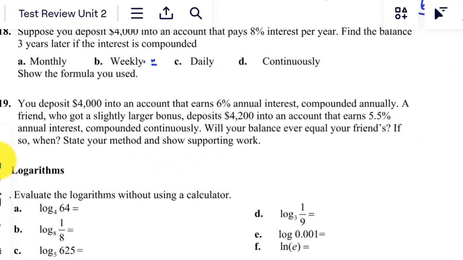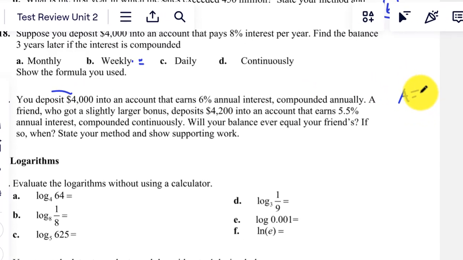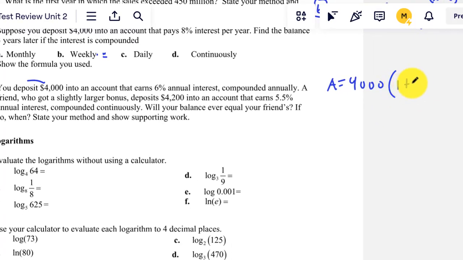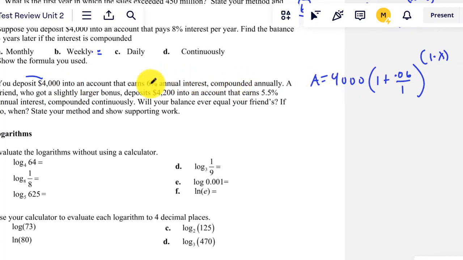So for 19, it looks like we need two equations here, right? The first one is you deposit $4,000 into an account, right? So the amount in the future equals your $4,000. And its annual interest is 6%, so it's 1 plus 0.06 over 1, because annually, right, so this is the equation for you, 4,000 at 6% compounded annually. There's 1 year in the year, so n equals 1 for annually.